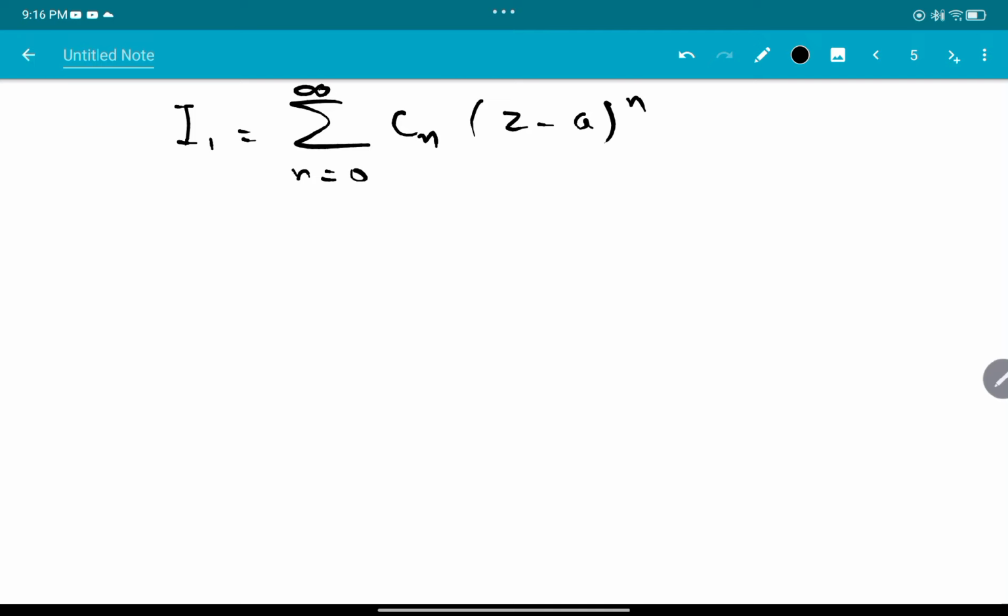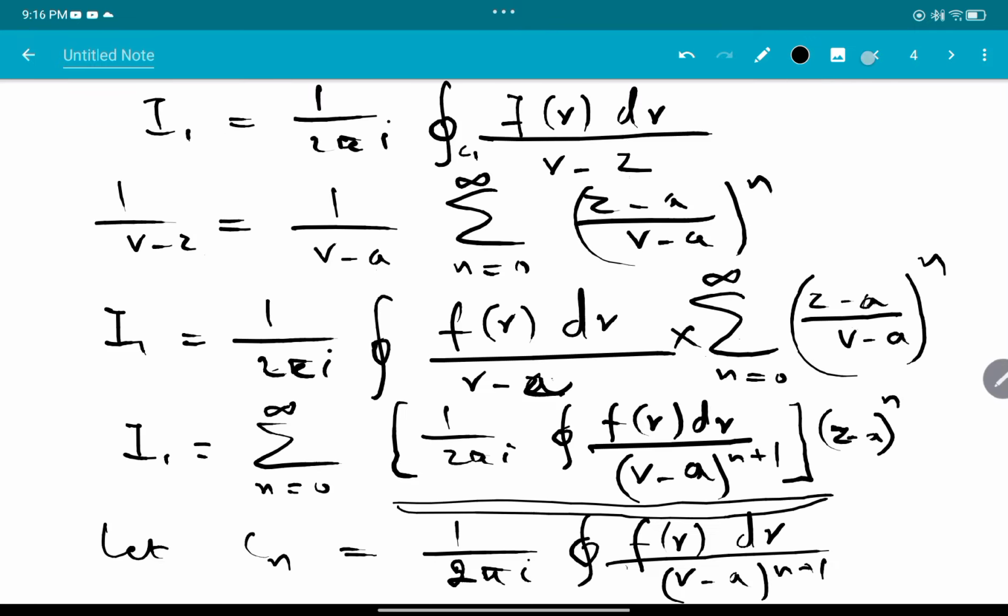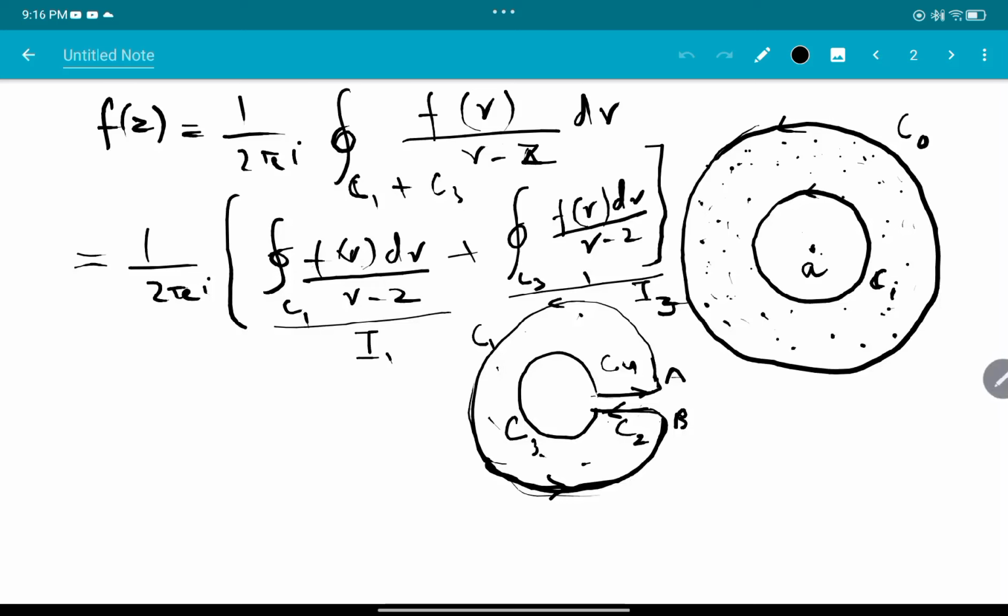That is I1. After I1, let's now calculate I2. I2 similarly will be equal to, let me see what I2 was. It was basically I3: C3, f(gamma) d gamma, gamma minus z. C3 is this.